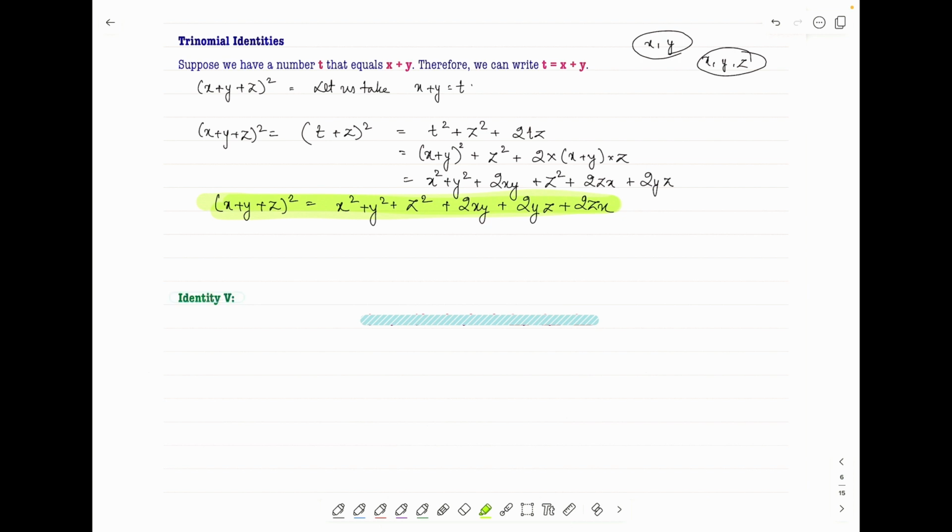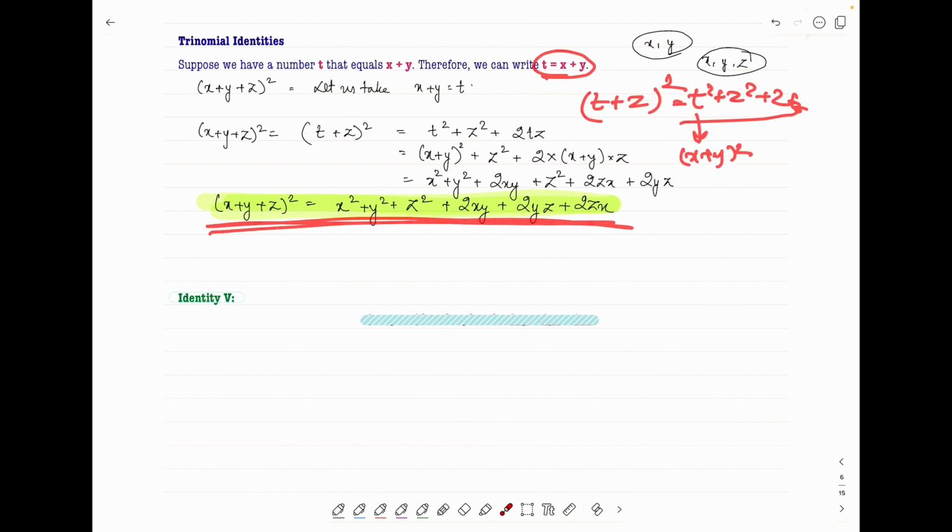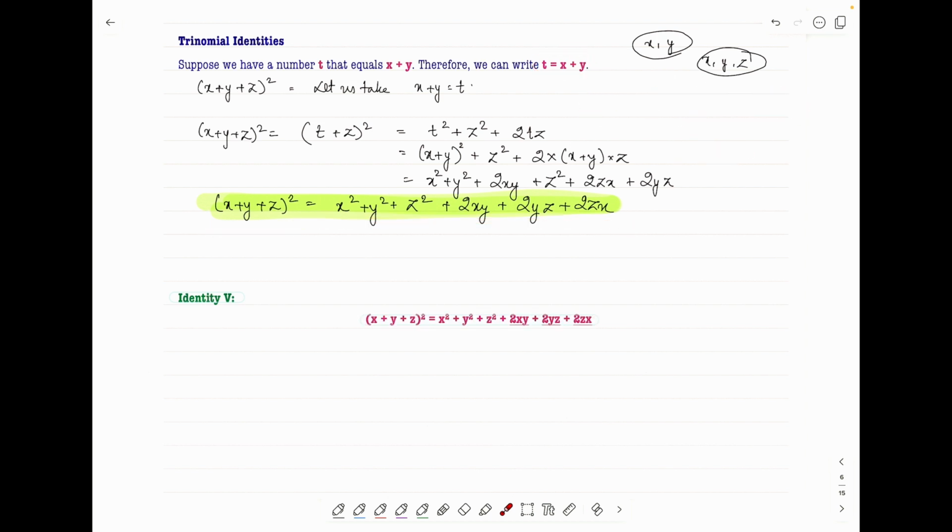So here what we are doing, we are substituting x plus y as one single number t. Then simply we are doing t plus z whole square. This we know, this is t square plus z square plus 2tz. This is simple a plus b whole square. And then instead of t, we are substituting x plus y whole square, and we are solving, so we are getting this identity. This is identity 5, that is x plus y plus z whole square is x square plus y square plus z square plus 2xy plus 2yz plus 2zx. This is the identity.